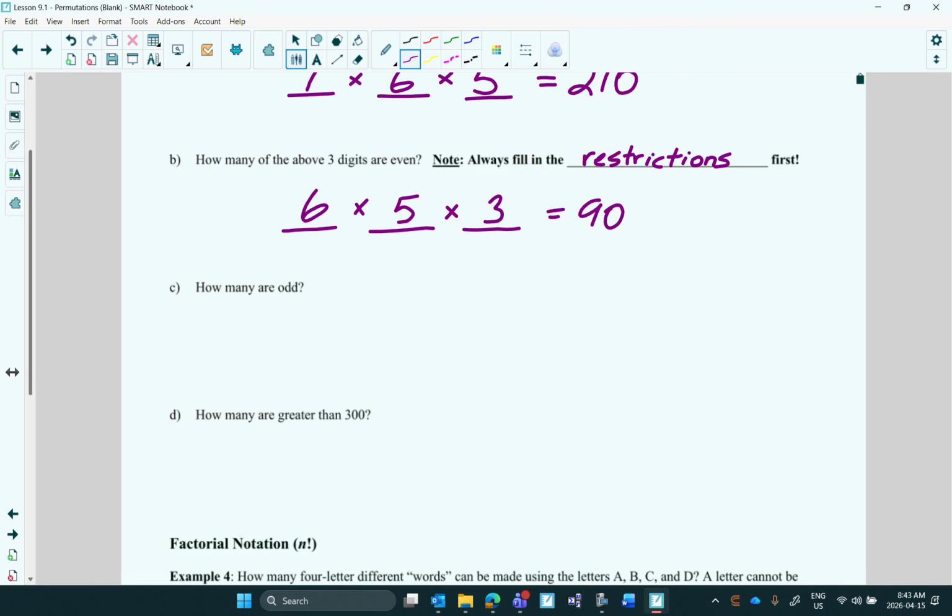How many are odd? Again, that's a restriction, which means I have to fill in how many possibilities for the last position of the 3-digit number. This time there's 4, because there's 4 odd numbers to choose from. And then there's 6 digits left, because I can put any digit I want in here. And now there's 5 digits left for the second. And we get 120.